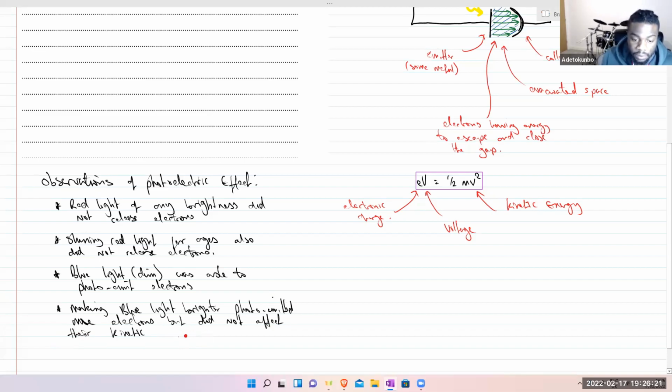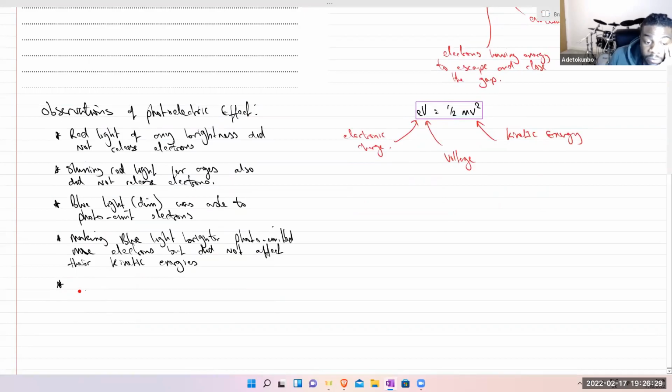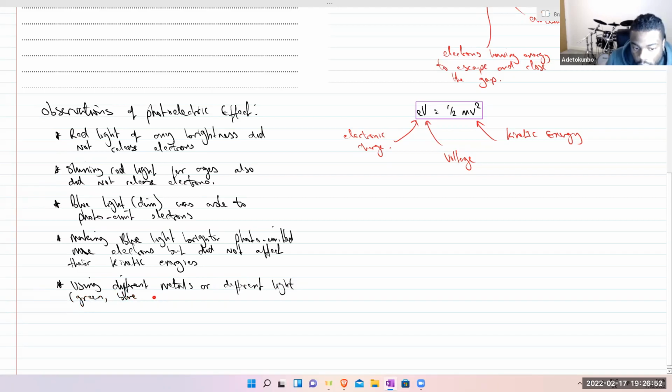And then the fifth observation, probably, was that using different metals or different light, by which I could mean green, blue, purple, slowly going from the bottom end to the top end, affected the kinetic energy of the photoelectrons.